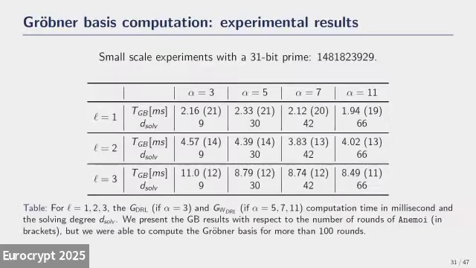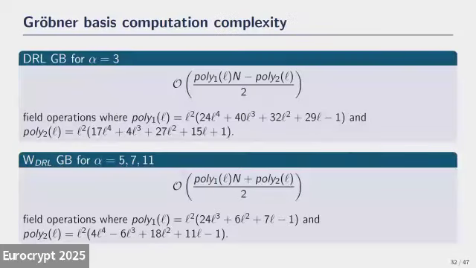OK, these are, for example, small-scale experiments with a 31-bit prime. You can see that for alpha equal to 3, 5, 7, and 11, we were able to compute the Gröbner basis for full round instances in milliseconds. And we were able also to go to 100 rounds in milliseconds, but we stop at a certain point, I mean. OK, so let's look at the complexity.